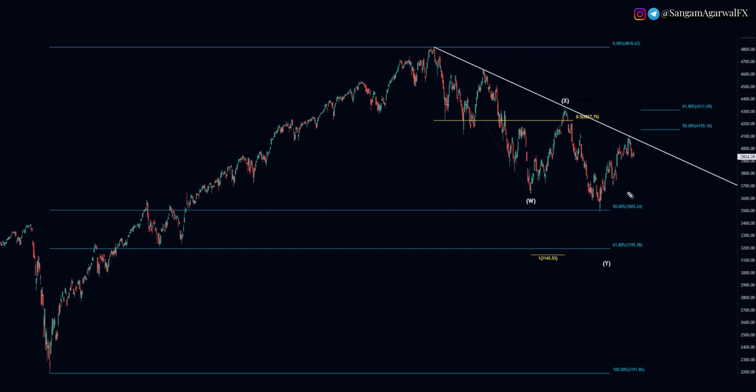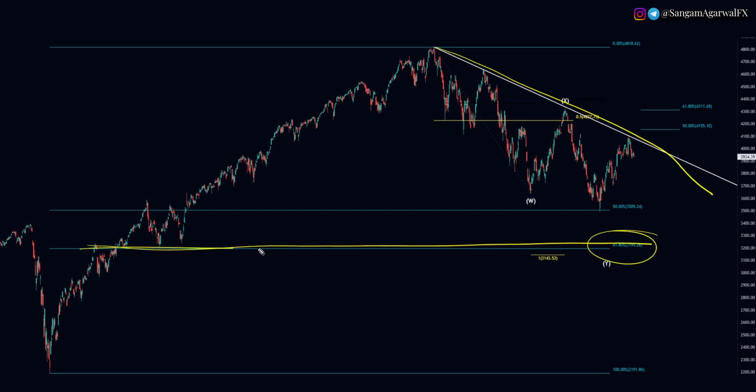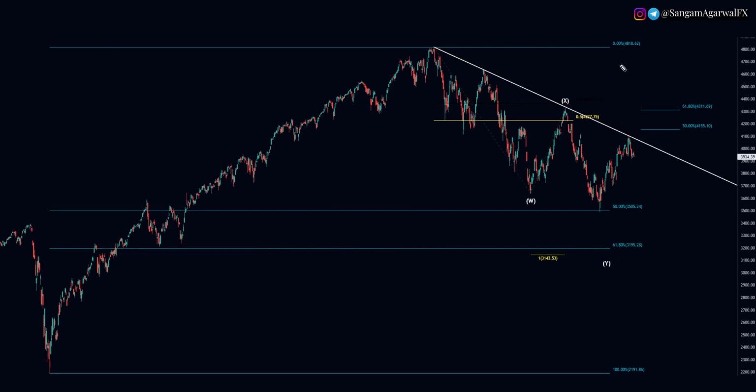So these two levels: first this trend line as your dynamic resistance, and this 61% retracement level is your static support. And as long as price is trading below this trend line, it is bearish technically, and because of recession next year, it is bearish because of fundamental reasons.